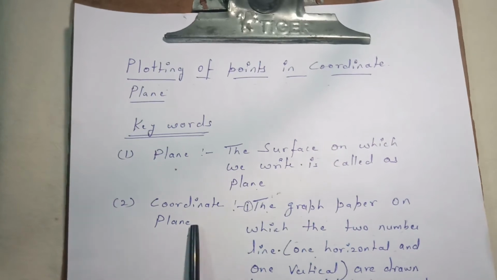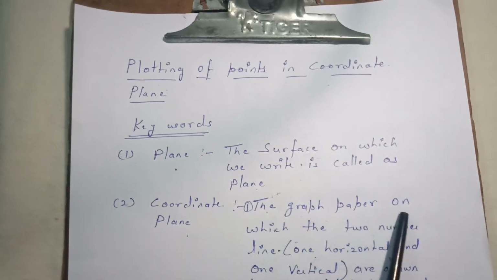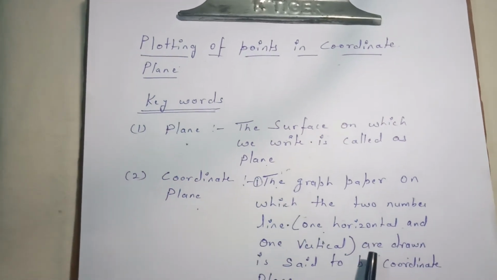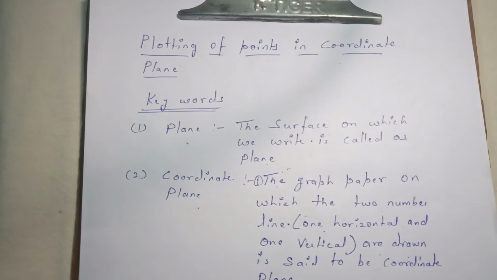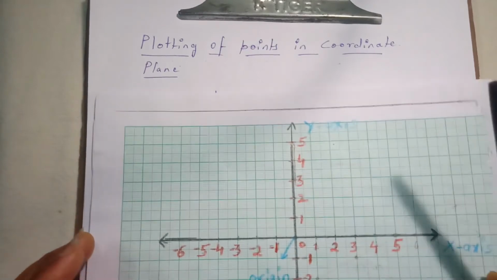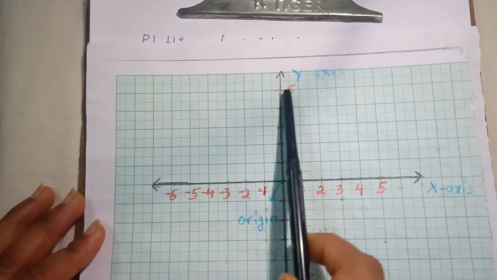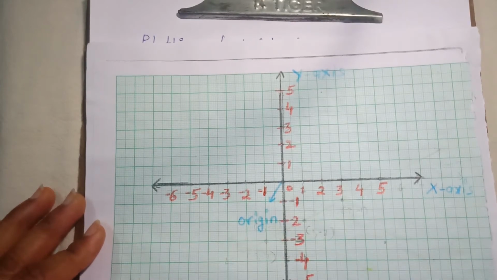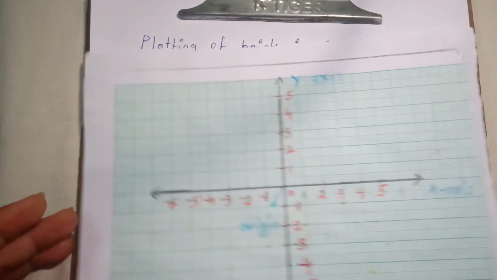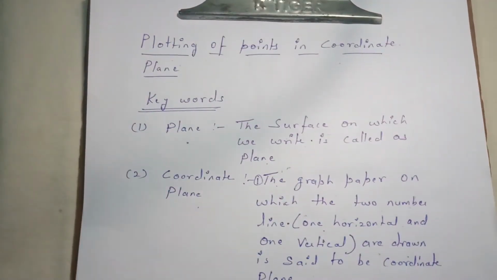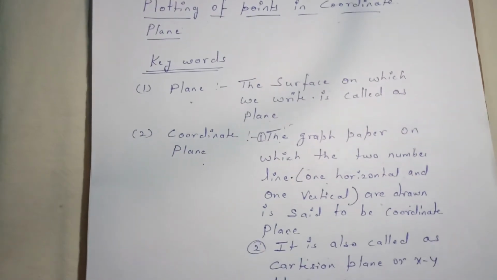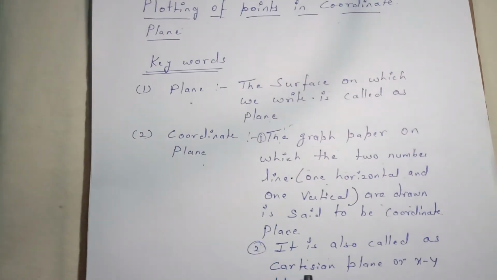Second, coordinate plane. The graph paper on which two number lines, one horizontal and one vertical, are drawn is said to be a coordinate plane. This is the graph paper. It contains the horizontal number line and the vertical number line. So this graph paper will be called a coordinate plane. It is also called the Cartesian plane. We can also say coordinate plane as Cartesian plane or XY plane.